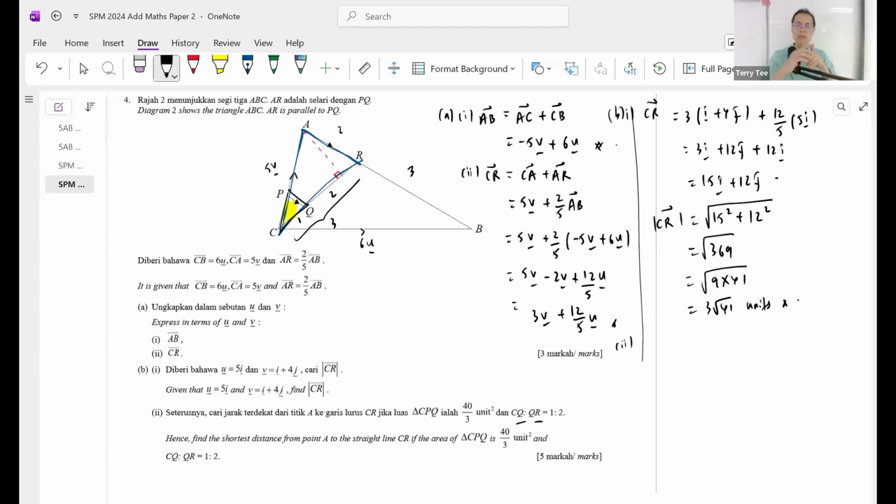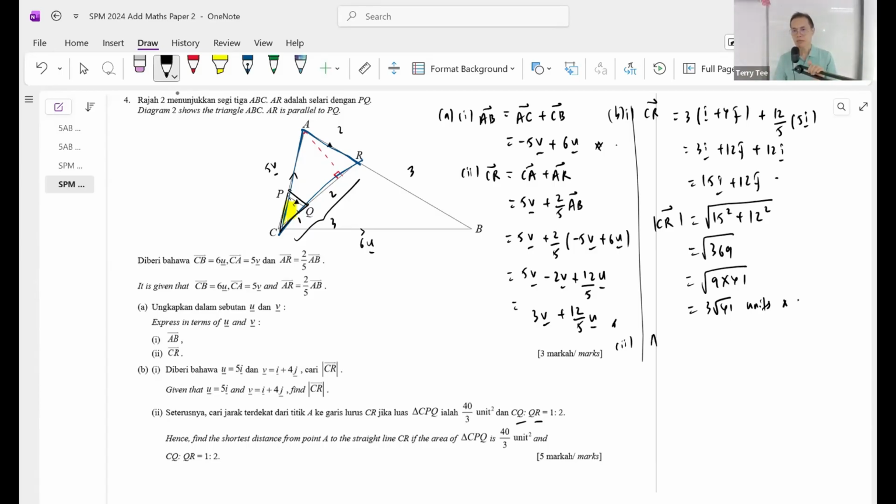Why? Because you not only enlarge the base, you also enlarge the height. Unless you want to find the height here. I know some people find the height, then they enlarge it also can. You can also do that, right? What do you think? Since I know the magnitude of CR, magnitude of CR already calculated earlier. So I'm just going to find the area of the big triangle first. Then I find the height of the big triangle.